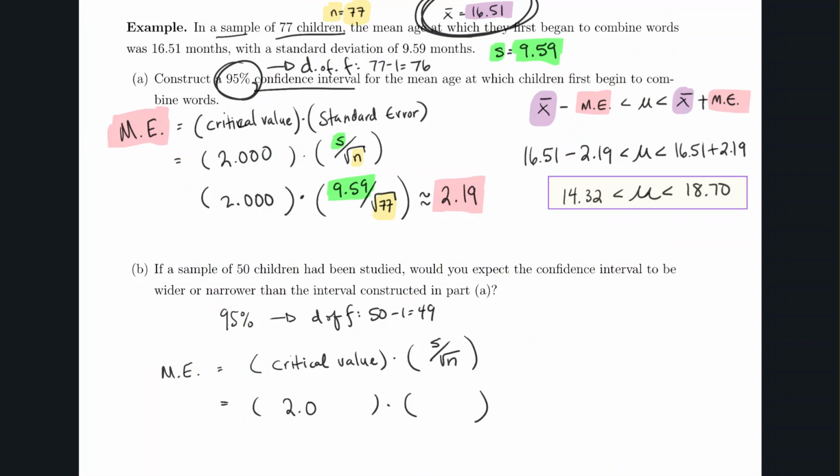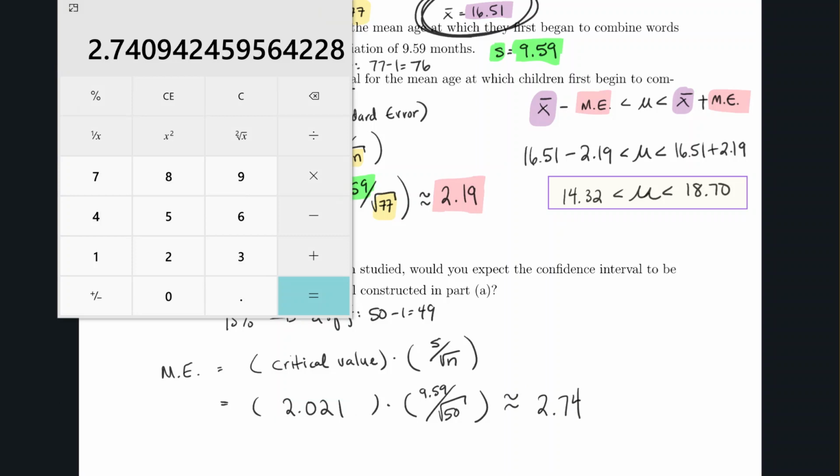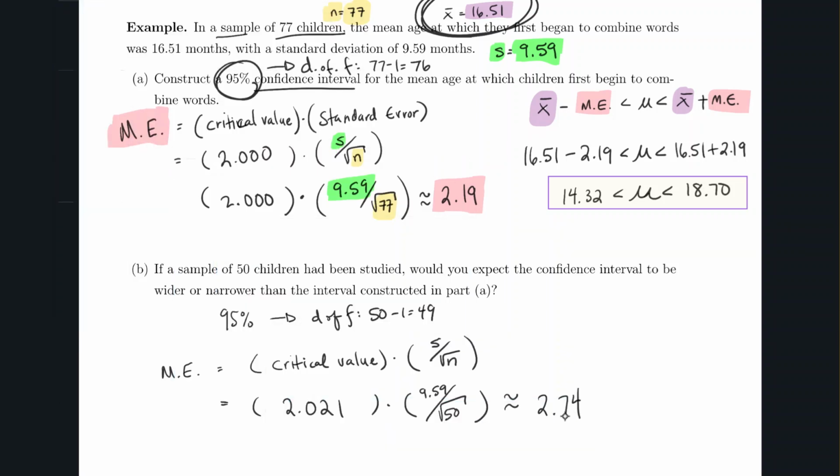Okay, my standard deviation of the sample is still 9.59, but now I've got the square root of 50 as opposed to the square root of 77. We'll type this into the calculator, round to 2 decimal places. Okay, that would round to 2.74. And we could see we're going to be both subtracting a larger number and adding a larger number, which would give us a wider confidence interval.